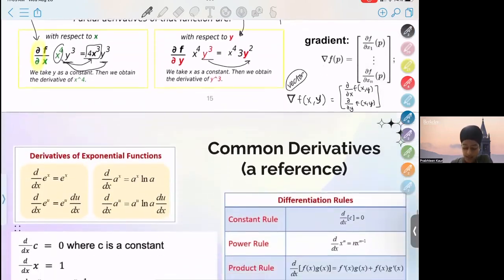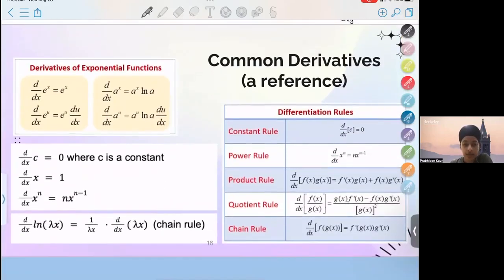Okay, as a reference, I've included some common derivatives that you would have learned in your calculus class. I'm not going to go over them, but they're there for review in case it's been a while since you've done some derivatives.